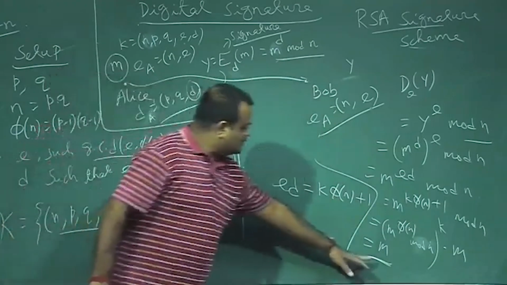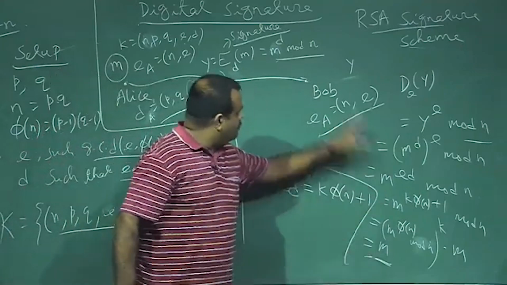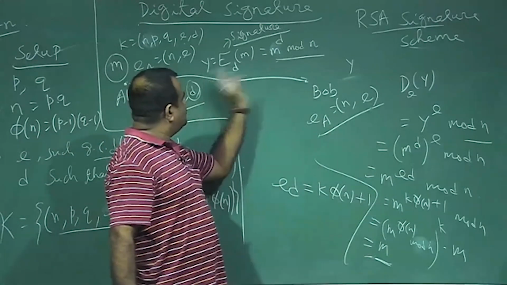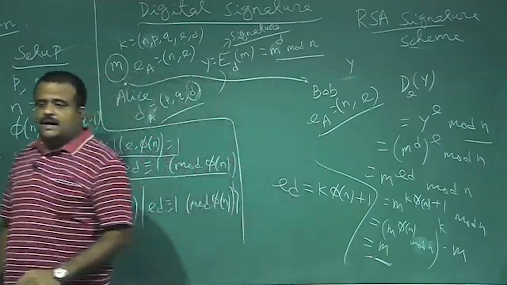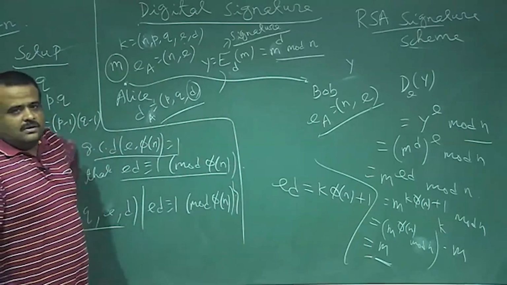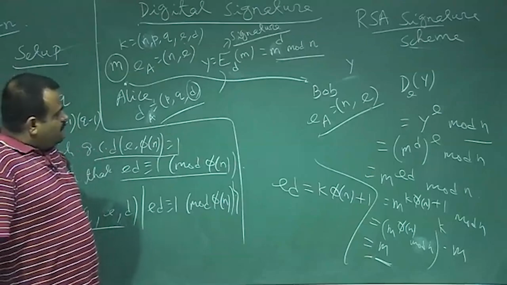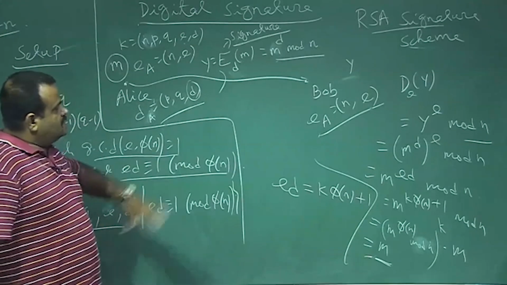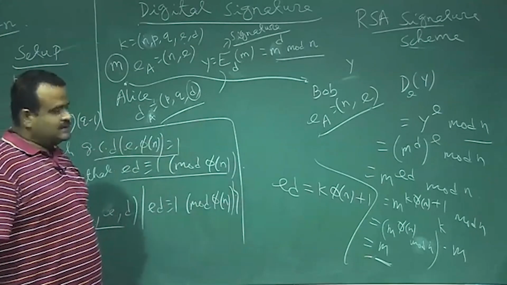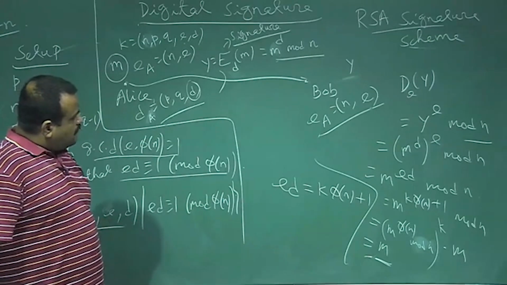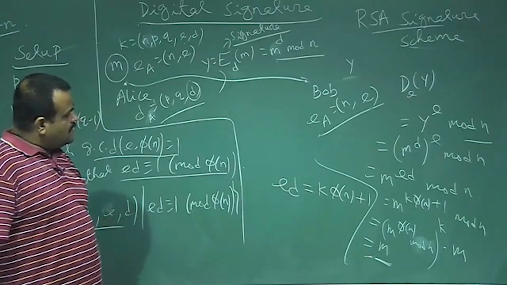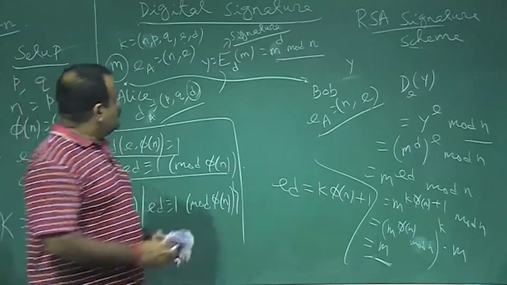So, now Alice got the message, Bob got the message, and if Alice is sending the message also along with this, Bob can compare this and Bob can ensure that the message is coming from Alice. So, this is a typical RSA signature scheme. Okay. So, now we will formally define what we mean by a signature scheme.